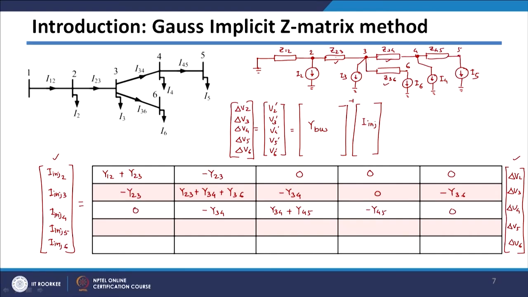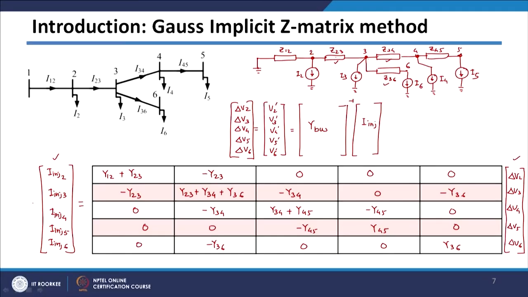And then when we consider node 5, only one admittance is connected, that is Y45, and between 4 and 5, so minus Y45 will come here. And between 3 and 6 there is only one admittance, so Y36 will come here, and there will be minus Y36 here. All other entries are 0, and we can form Y bus matrix like this.